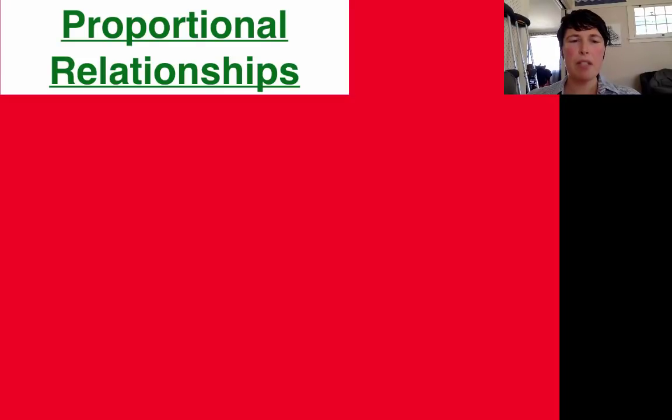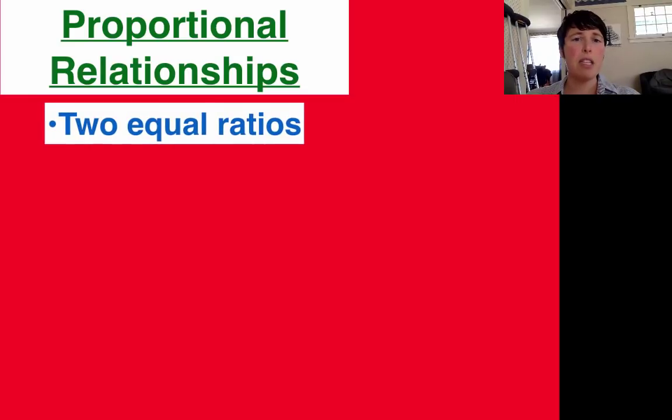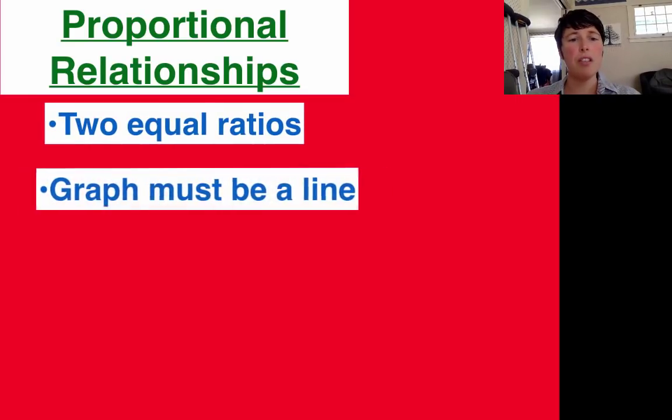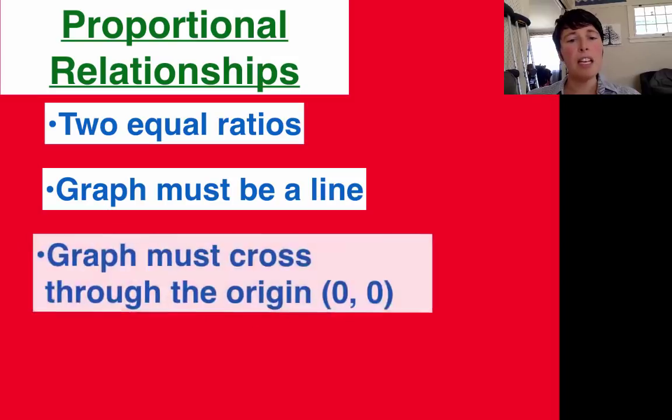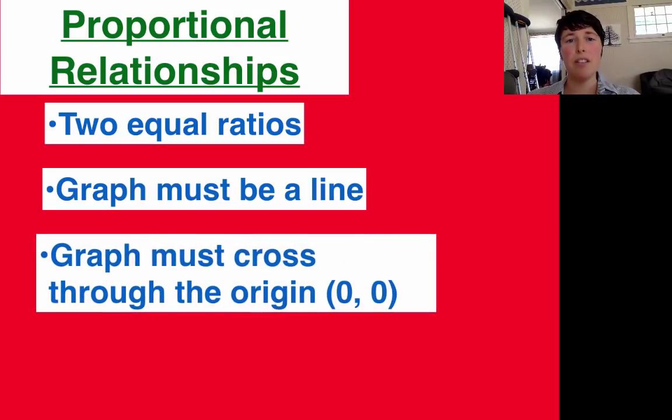All right guys, so we're going to wrap up this video. I just want you to really remember that proportional relationships have to have 3 things. They have to have equal ratios, the graph has to be in the shape of a line, and it has to go through that 0, 0 coordinate point, which we call the origin. Now, if all 3 of those are true, you got a proportion.